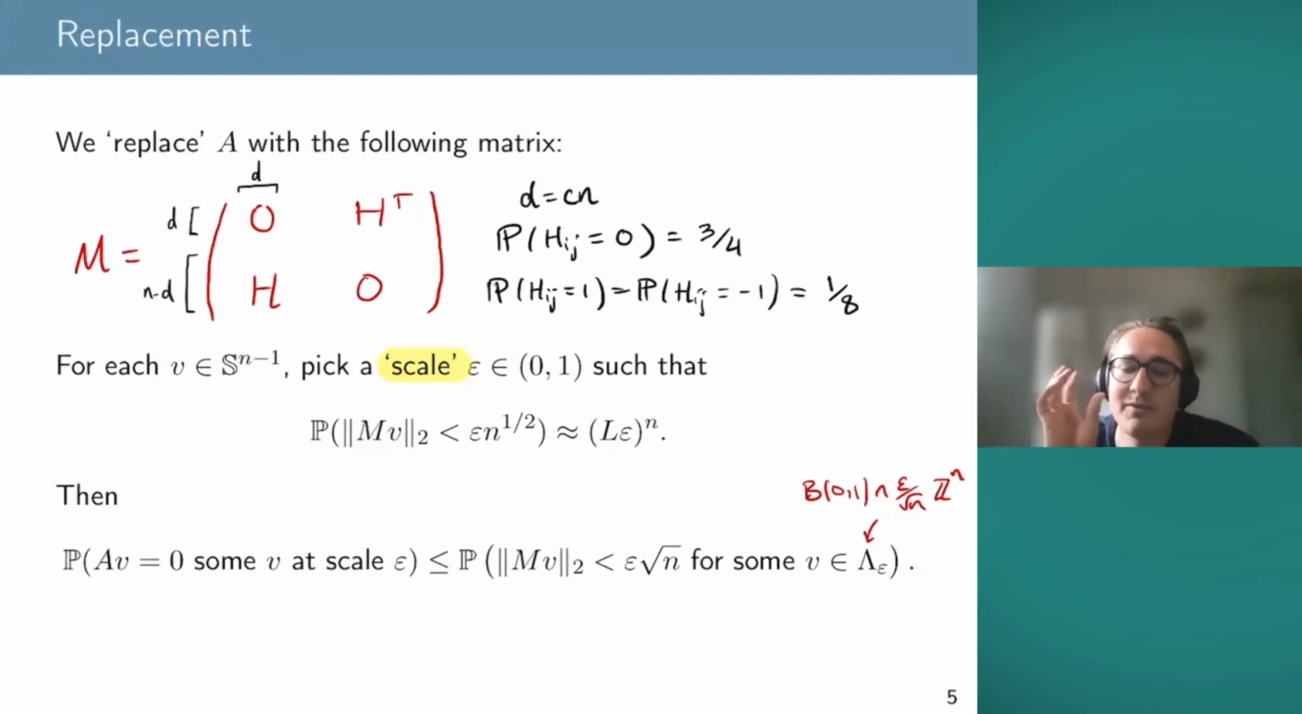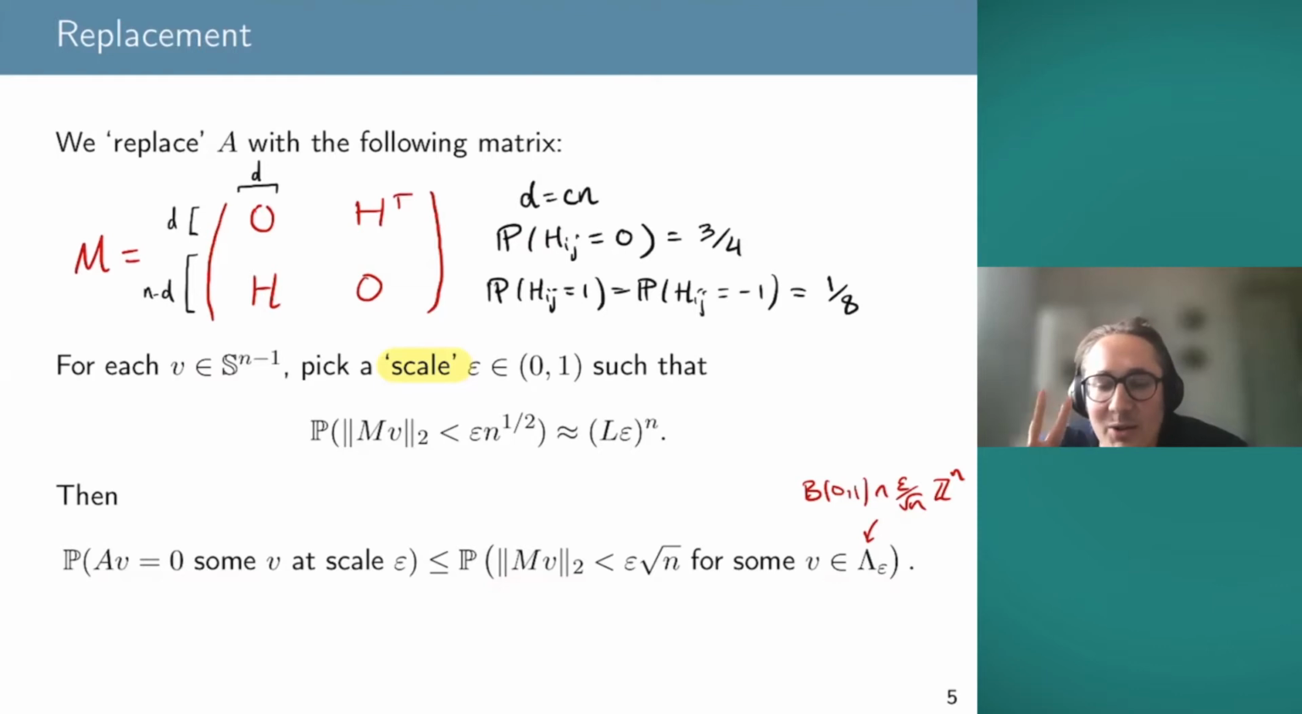So this is just sort of the right scale to look at V for this problem. So different V, we're going to be discretizing at different scales for different V. And so our discretization move is to say, aha, well, you can show that the probability that AV equals 0 for some V at that scale is upper bounded by the probability that MV is close to 0 for some V in my discrete sphere.